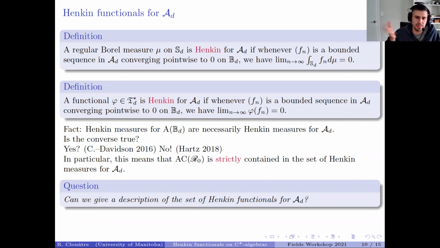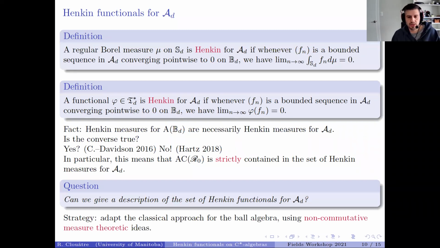Forget about the measures. What if you want to do the whole thing? What if I want to understand what a Henkin functional is? That's the basic question I would like to address today. The way I would like to do this is as follows: I'm going to try to adapt the classical approach that was used for the ball algebra. Of course, this is easier said than done, because for the ball algebra it was really a measure theoretic problem, and here we're not dealing with measures, as I keep saying. We have a non-commutative C-star algebra, TD. So I'm going to try to do this by using non-commutative measure theoretic ideas.